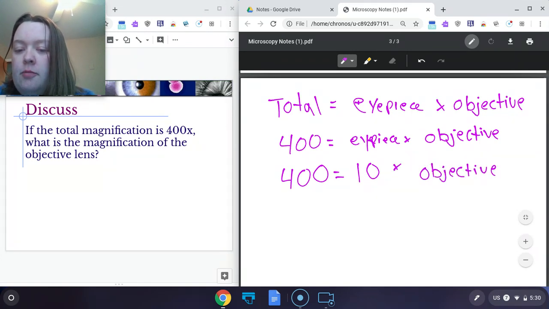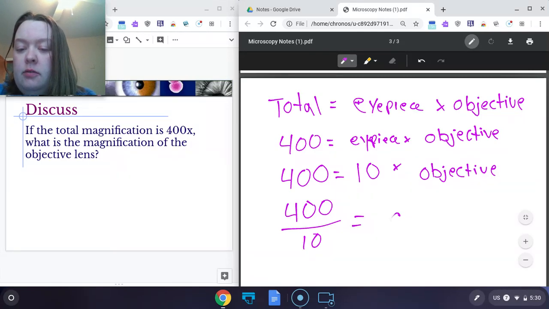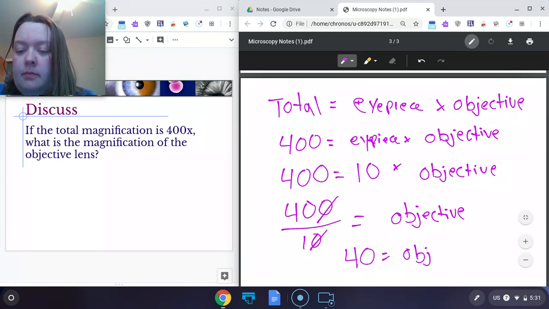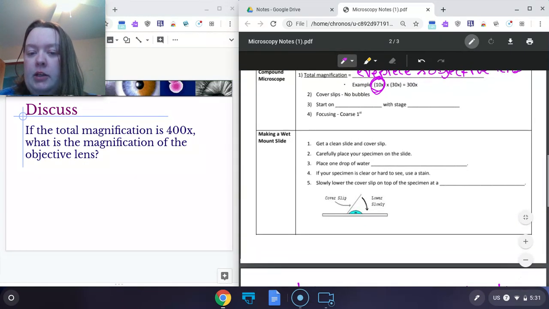Now I just have to solve my equation. The way that I do that is 400 divided by 10 equals the objective. 400 divided by 10 simply comes down to taking off a 0. So 40 over 1, 40 times magnification is my objective. So that's how you would work that equation.